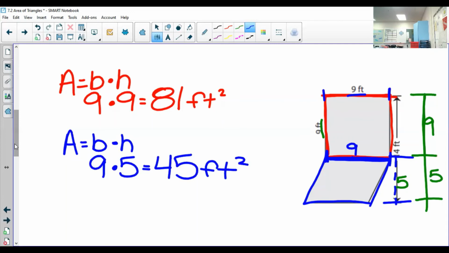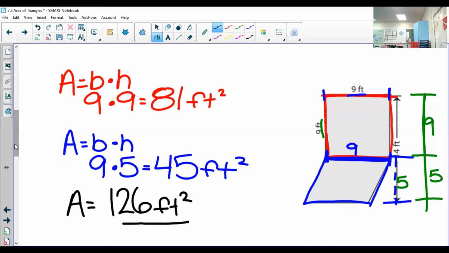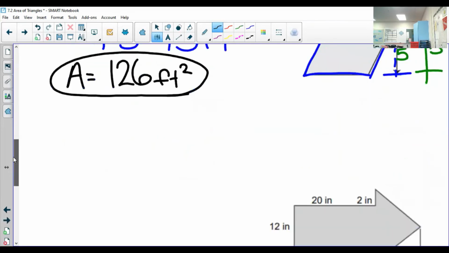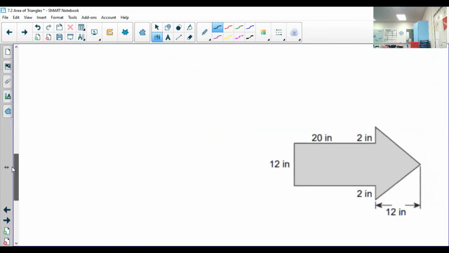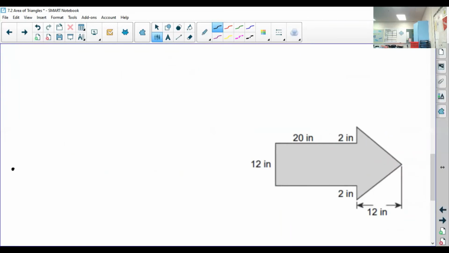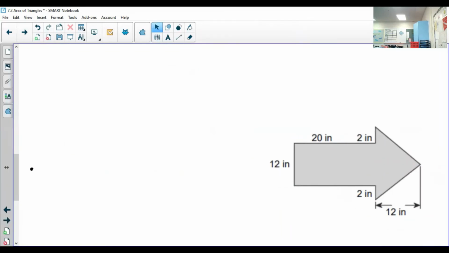Now that I have the area of both shapes, we can add them together. 81 plus 45 is 126 feet squared. You got to keep that label. All right. Let's see what the next one is. We should do one with a triangle. Okay, so here's what we got: a triangle and a rectangle.